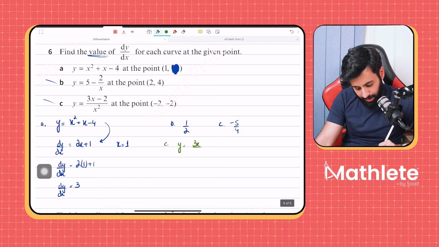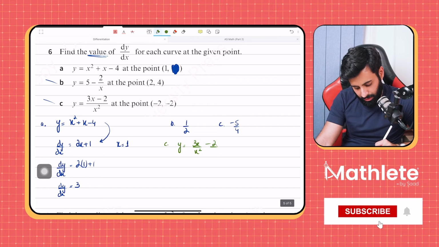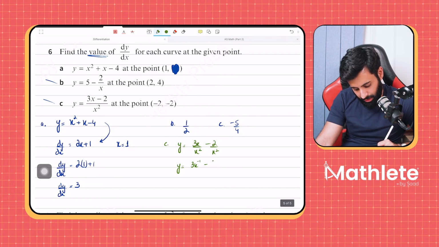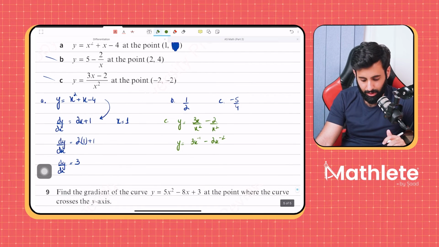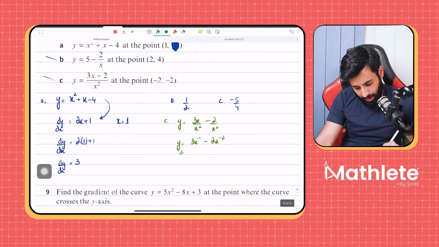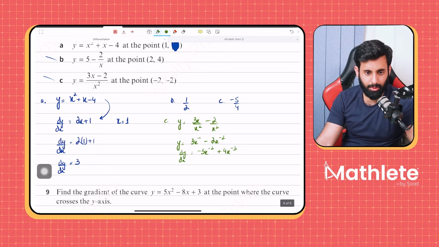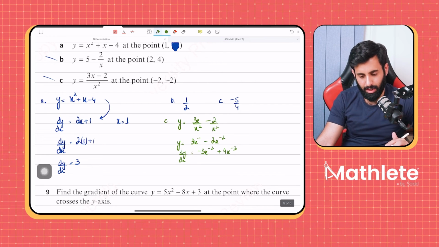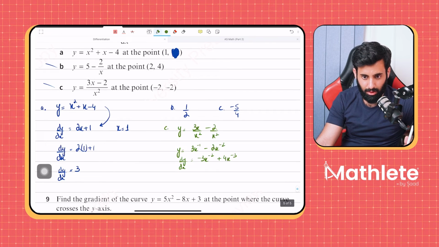So first thing you want to do in part C is separate it. Okay, so what do you get? You get 3x to the power -1 minus 2x to the power -2. Now, you differentiate it, so you have -3x to the power -2 plus 4x to the power -3. Then what's the value of x that we have to plug in? The value of x that we have to plug in is 5 plus 2. Yeah, I don't see anything wrong with that, Fatma. You're probably making a calculation error.